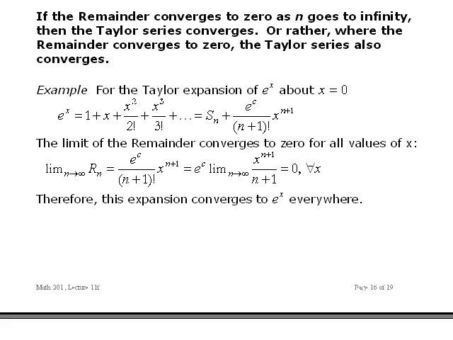Oh, I see. Okay, now I know what I was trying to say. Sorry about that. If the remainder converges to 0 as n goes to infinity, then the Taylor series converges.